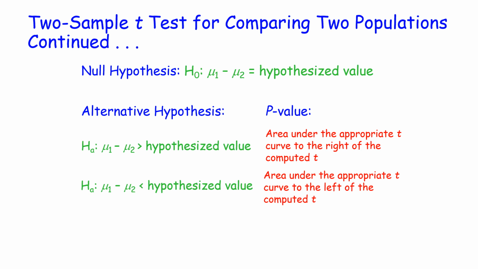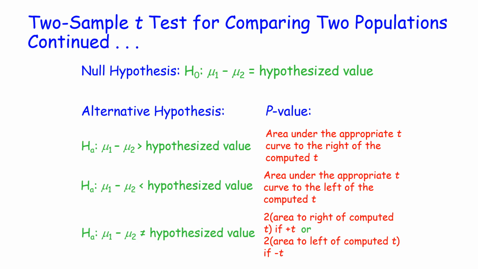And if our alternative hypothesis was that mu 1 minus mu 2 did not equal the hypothesized value, then we would have 2 times the area to the right of the computed t if we had a positive t, or 2 times the area to the left of the computed t if we had a negative t.